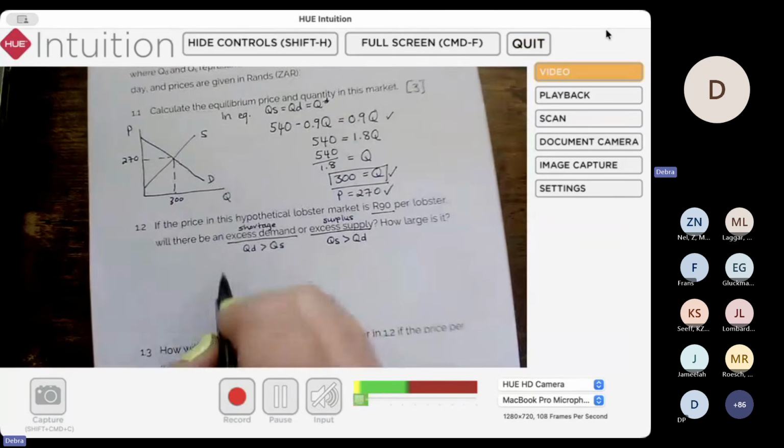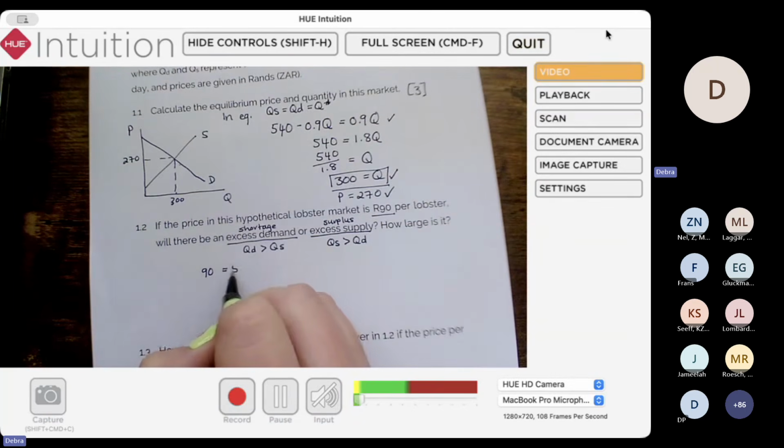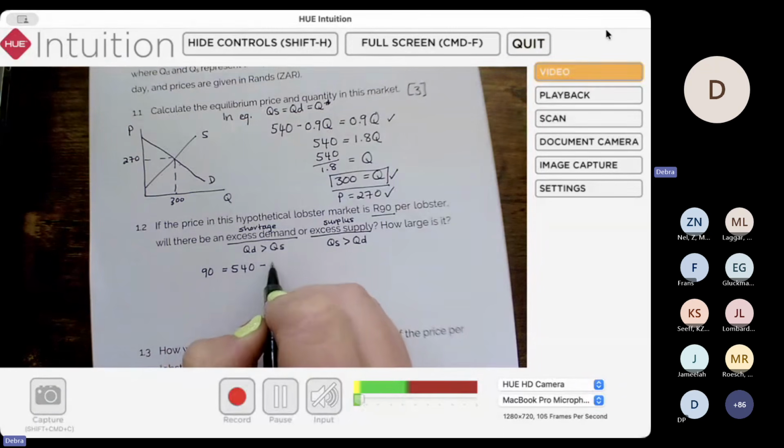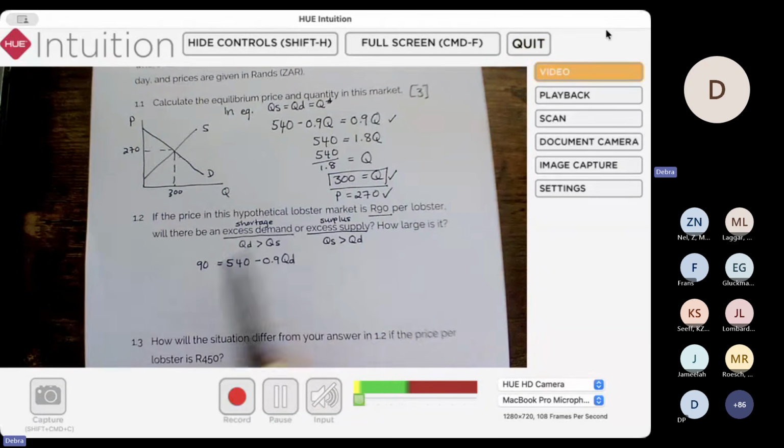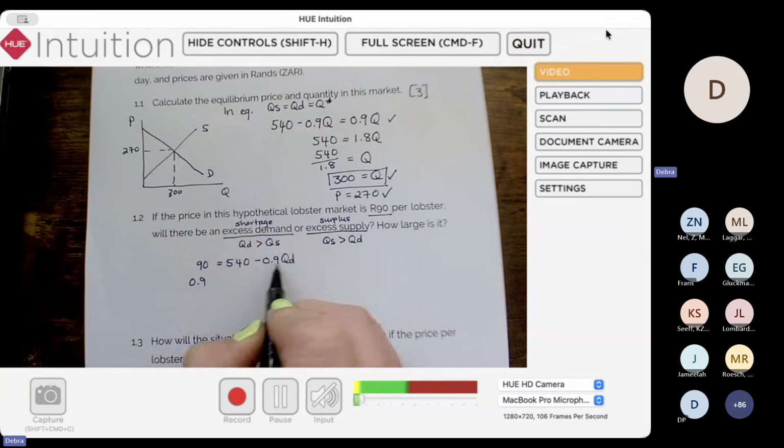So what I do is I say 90 is equal to 540 minus 0.9QD. And then I'm going to solve for my quantity demanded. So I take the minus 0.9QD to the other side, and then I take the 90 to the other side. So I get 540 minus 90.